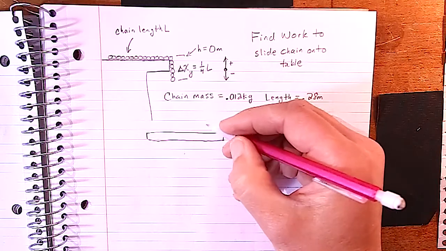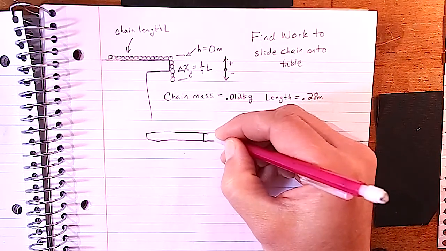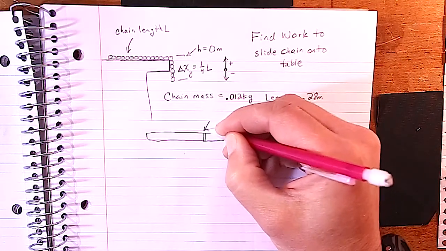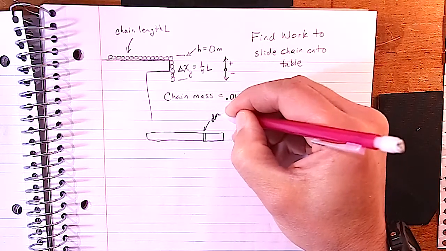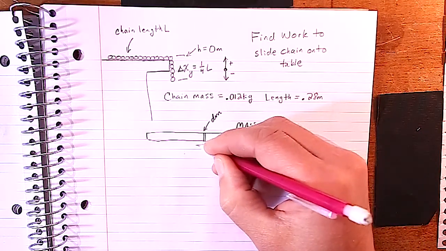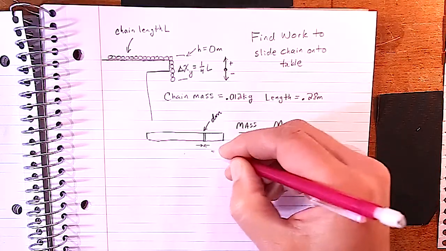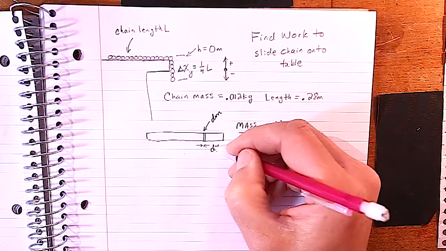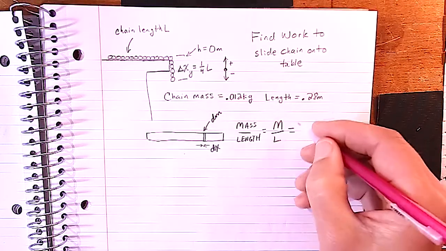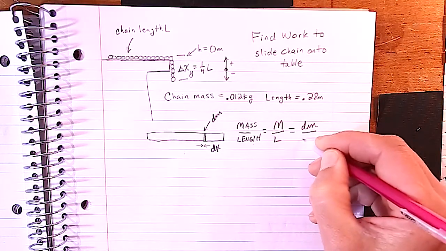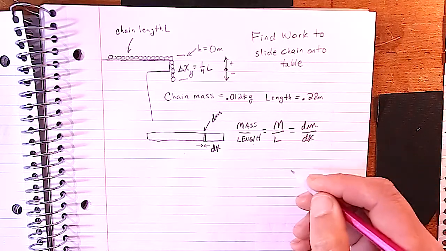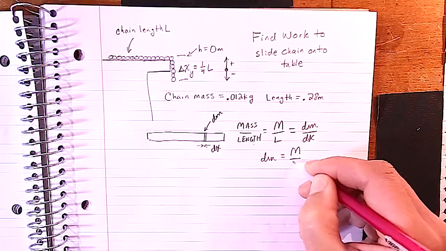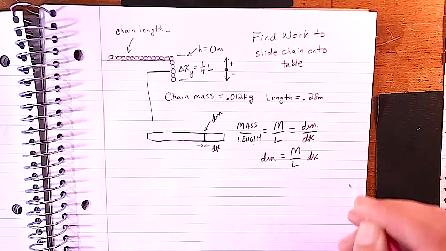So what we're going to do is look at a little tiny chunk, so that we could do this integral, we want to do this for little chunks that we're going to lift up. And the mass of that little tiny chunk would be the derivative of m, dm. And the thickness of this we can call dx. So the ratio of dm divided by dx is the same as the whole mass divided by the whole length. So we can say dm over dx is equal to m over L, and that way we can find dm, which is going to be m over L dx.